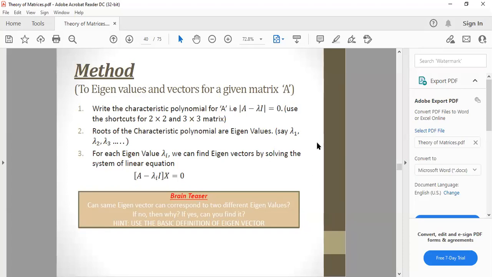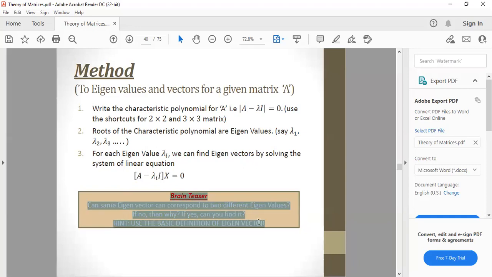Okay, so this is the method. Write the characteristic polynomial for A, which is determinant of A minus lambda I equal to 0. Roots of the characteristic polynomial, say lambda 1, lambda 2, lambda 3. For each eigenvalue lambda i, we find the eigenvector by solving the system of linear equations A minus lambda I times x equal to 0.